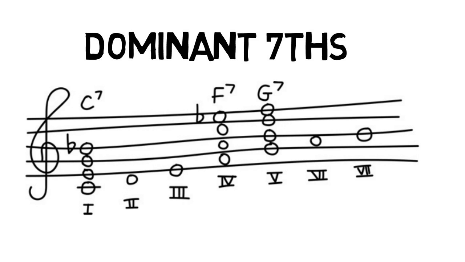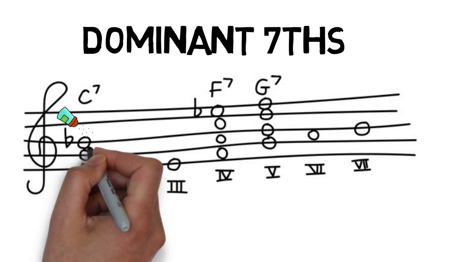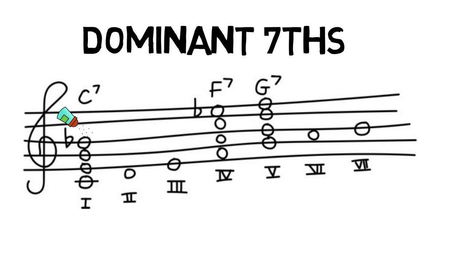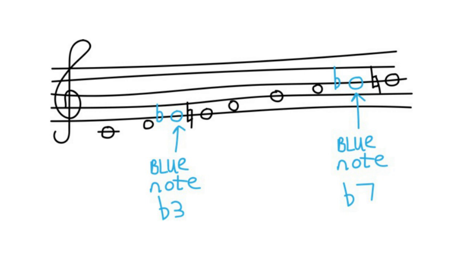So adding the dominant seventh to the chord is like a musical condiment, like adding pepper to the chord. So the C7 now has a B flat. The F7 now contains E flat and the G7 F. These two notes, B flat and E flat, are not in the key of C major. They are blue notes. And they are very, very important for the flavour of the blues.